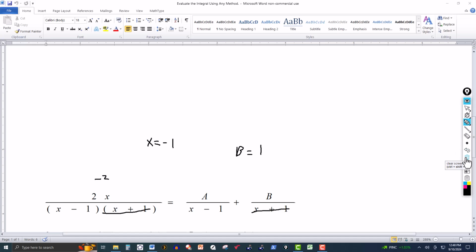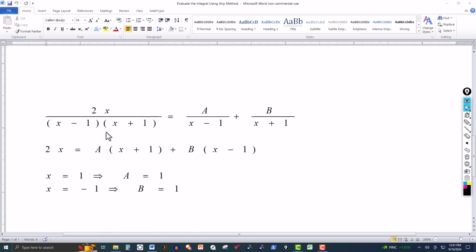Now why does that work? Because if I actually multiply through by the LCD, x minus 1, x plus 1, on the left side I'm left just with 2x. On the right side, because some of the factors cancel out, I get a times x plus 1 and b times x minus 1. So notice, if I let x equal to 1, then this cancels out. And this is 1 and 1 is 2, and this is 2, and 2 into 2 is 1. That's how I got this.